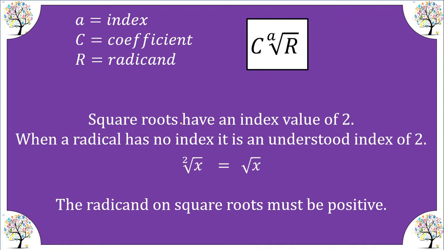Now remember, when we're taking the square root, our index is a 2, and if it's missing, it's understood to be a 2. And also recall that the radicand, the number underneath the radical, has to be a positive number when we're taking square roots.